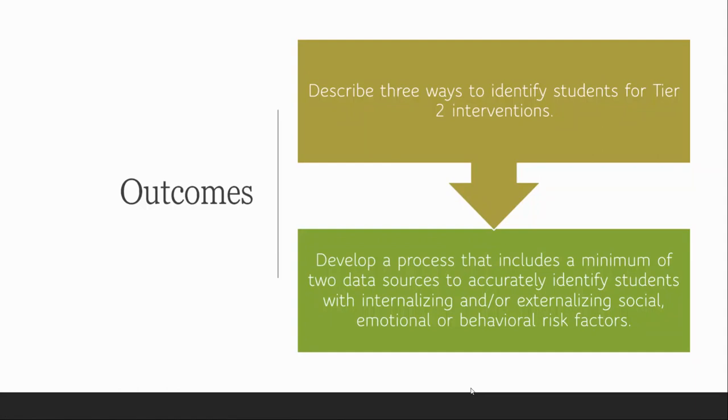After this video, you will understand or be able to describe 3 ways to identify students for Tier 2 interventions. You will be able to develop a process that includes a minimum of 2 data sources to accurately identify students with those internalizing and or externalizing social, emotional, or behavioral risk factors.